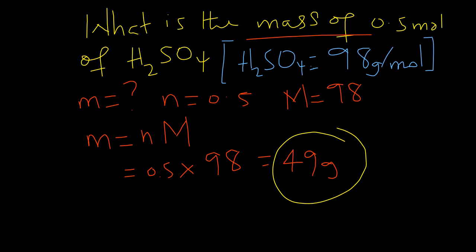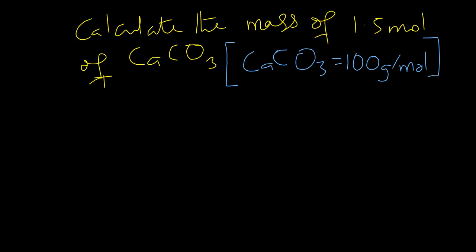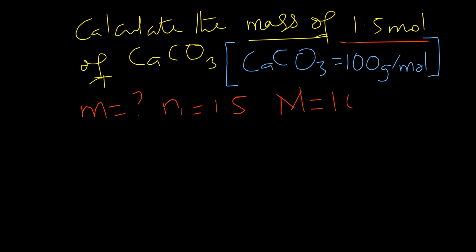Let's look at the next example. I believe that will be our final example. So in this example, again, we've been asked to calculate the mass of calcium carbonate. So mass, we don't know, that's what we are going to look for. The mole has been given to us in the question, and it is 1.5 mole. Calcium carbonate, we've been given the molar mass, which is 100 grams per mole. So it makes our work easier.